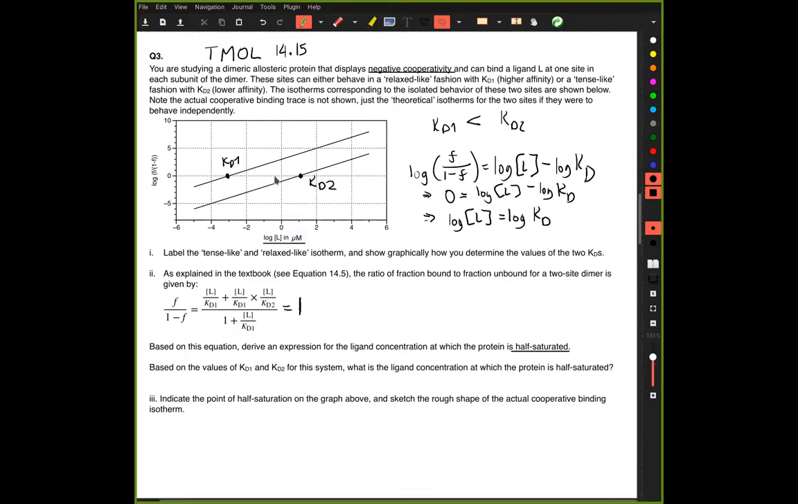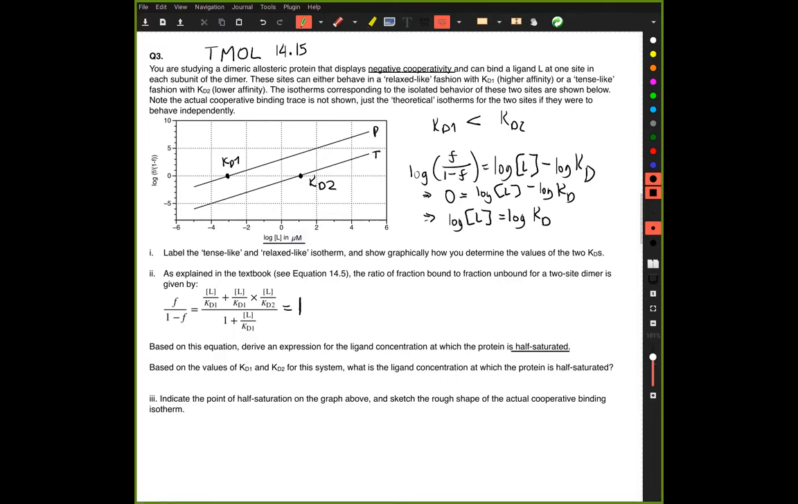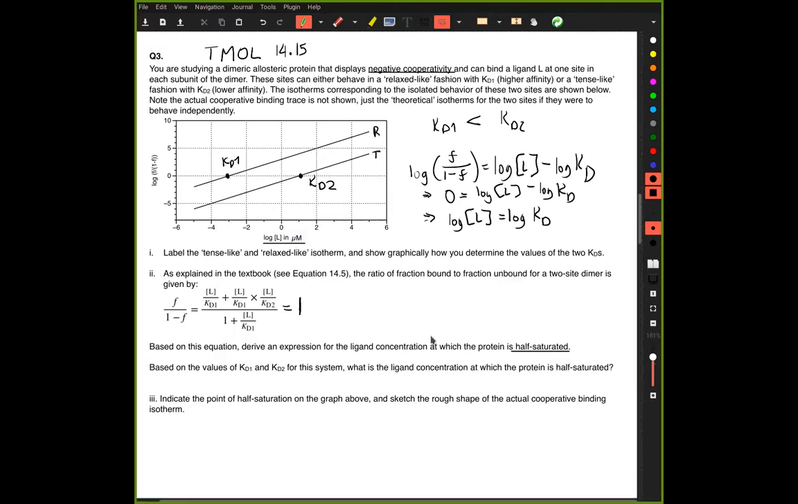Based on that and the information given in the question, we know that KD1 corresponds to the relaxed-like isotherm and KD2 corresponds to the tense-like. So we can also label those as shown.